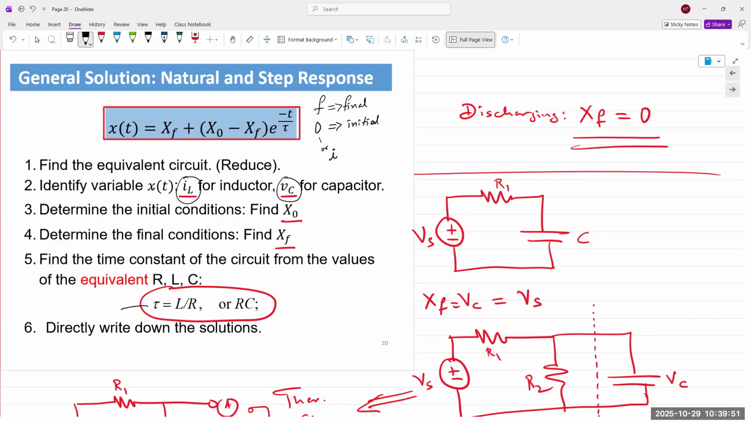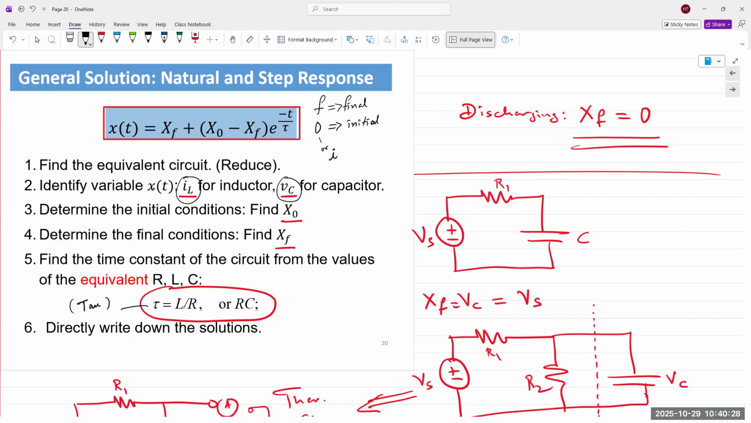Tau, again, this is the Greek letter tau. It stands for the time constant. Time constant basically describes how fast or slow charging is, the amount of time it takes to charge or discharge. It depends on the value of the components present in the circuit. For a capacitive circuit, it is the product of resistor and capacitor, R and C. And for an inductor, it is L over R.